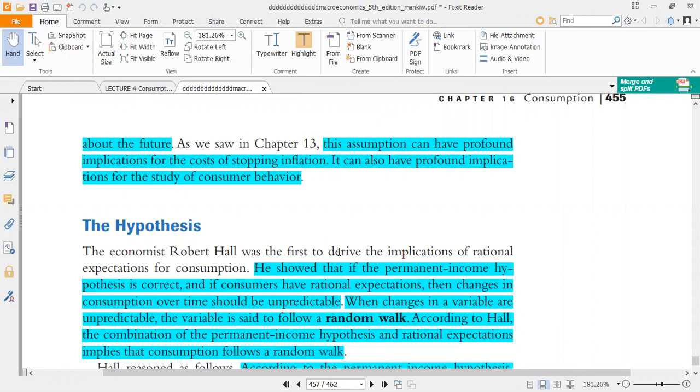So whenever you have a variable and the changes in that variable are totally unpredictable, we say that the variable follows a random walk. Those who do econometrics, you do this random walk thing, I think second semester level 400. It's about regression and all that. So what Robert Hall was trying to say is if you combine the permanent income hypothesis and rational expectations, then consumption will follow a random walk, which means that changes in consumption will be totally unpredictable.